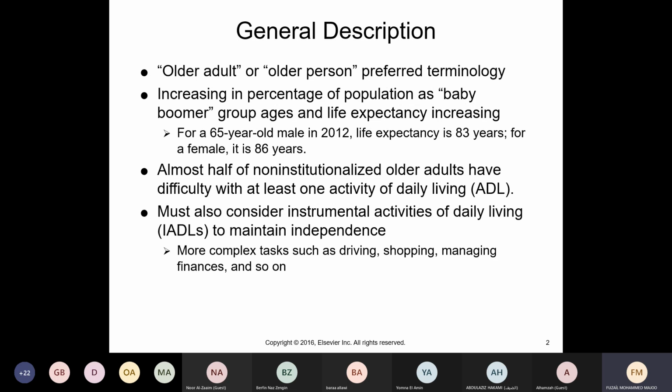So half of non-institutionalized adults have difficulty with at least one of their daily tasks for daily living, also referred to as activities of daily living. That could be something as easy as putting something in the microwave, or trying to open the door for the refrigerator, or putting on clothes, brushing teeth. Again, that's a pretty big number. Half of non-institutionalized older adults have issues with this.